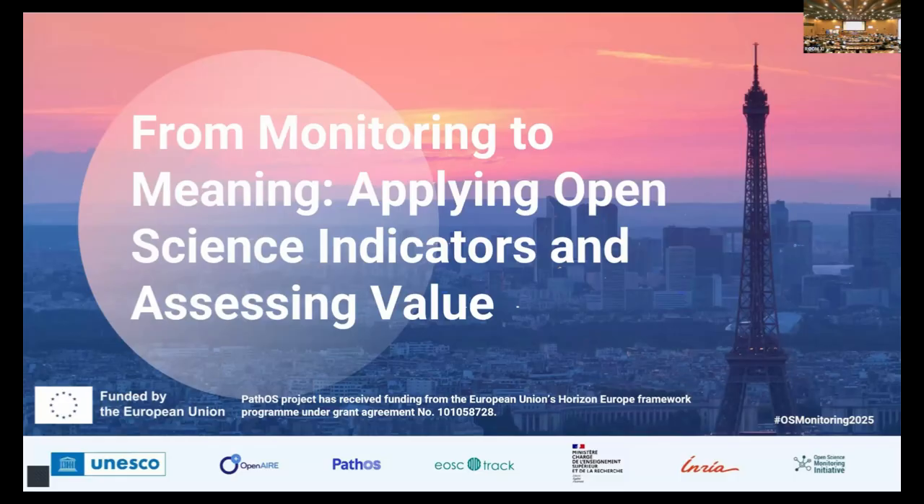I should still switch it on? Yes. Now is it working? Yeah. So good afternoon, and thank you for being here. I'll present our PathOS Open Science Impact Indicator Handbook. Let me also see if this works. I should point it somewhere, and then it should move to the next slide.